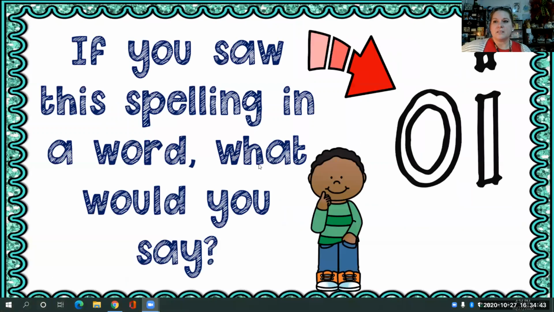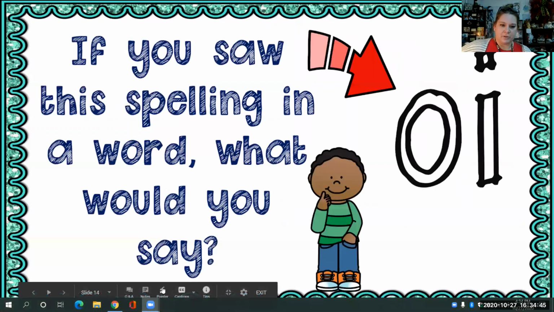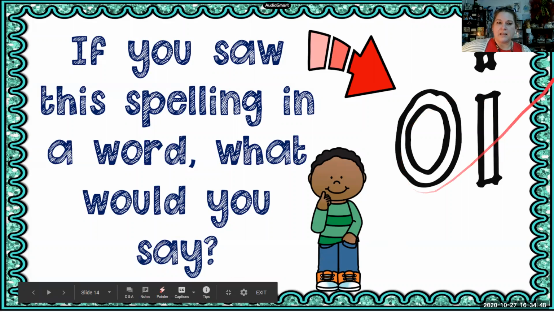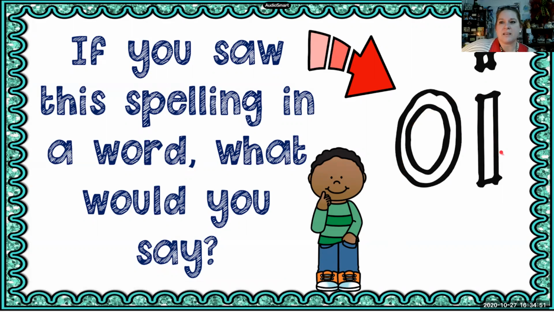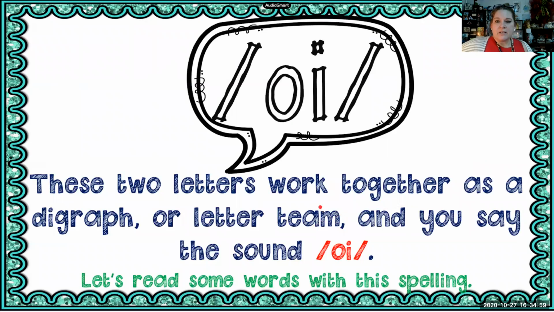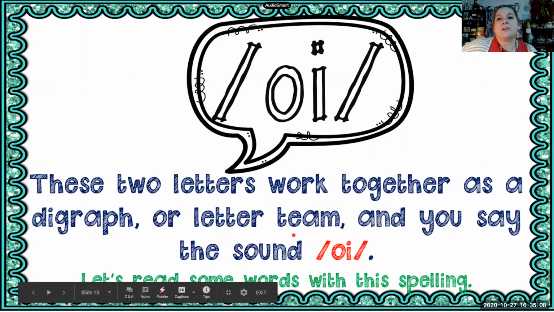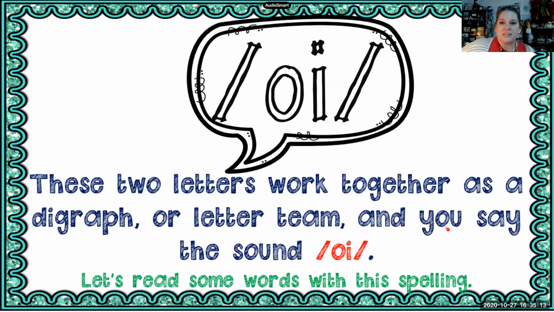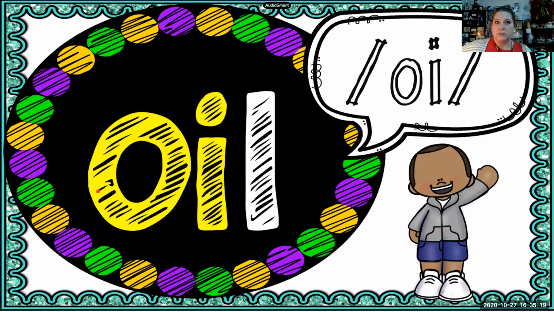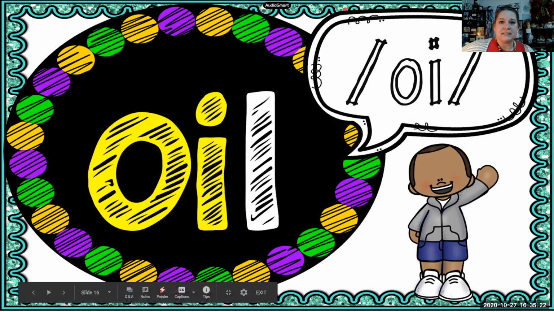So if you saw this spelling, the O-I, in a word, how would you say it? What would you say for those two letters together? These two letters work together as a digraph, or a letter team, and you would say the sound oi. Oi, let's say that together. Oi, oi. So let's read some words with this spelling. We have oil.